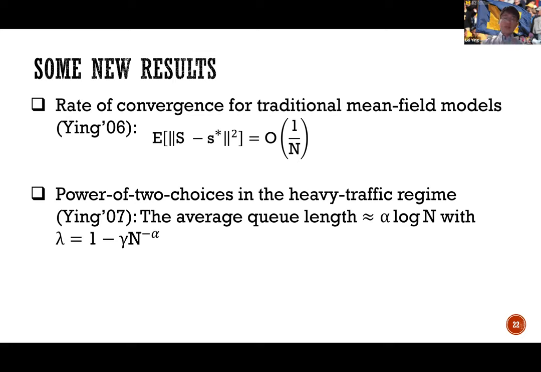And because of the flexibility provided by Stein's method, as I mentioned, we can build the mean field model with parameter n inside, right? So with that, we are able to analyze, for example, the heavy traffic regime under the power of 2 choices, where the lambda actually approaches 1 as n increases. We are able to show, for example, the average queue length is roughly alpha log n, where alpha is the heavy traffic parameter that defines how fast lambda converges to 1. So the queue length is always of order log n, and how fast or heavy the regime is will affect this multiplicative constant alpha ahead of log n. Okay, so these are some new results we can establish.